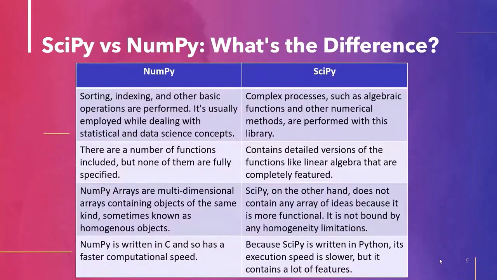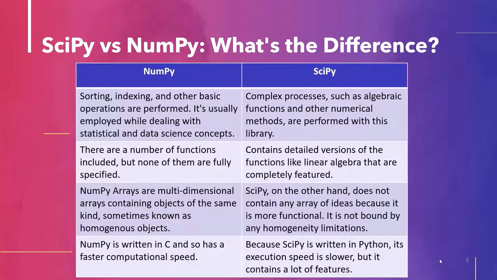What is the difference between SciPy and NumPy? With the help of NumPy, sorting, indexing, or other basic operations can be performed on the data, whereas SciPy can perform complex operations with the help of functions like solving numerical method problems. NumPy has a lot of methods or functions, but these are not explained in much detail. But SciPy methods or functions are defined in a very detailed version.